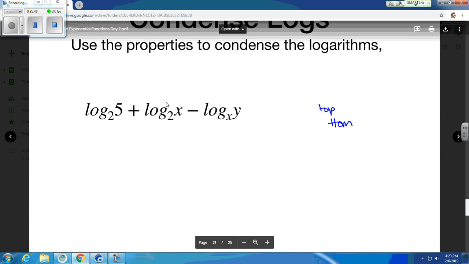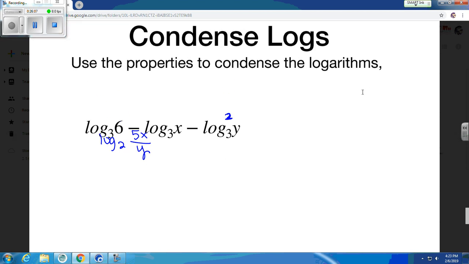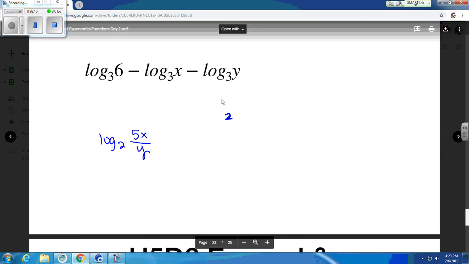Next one, I have a little typo here. That should also be a log base 2. So I condense log base 2 of 5x over y. And the next one, I have log base 3 of 6 over x, y. Both the x and the y come from the bottom this time.